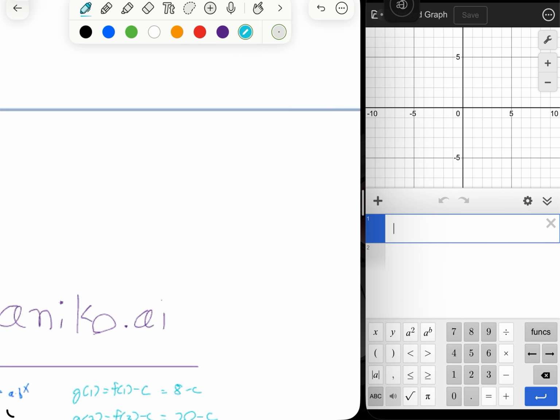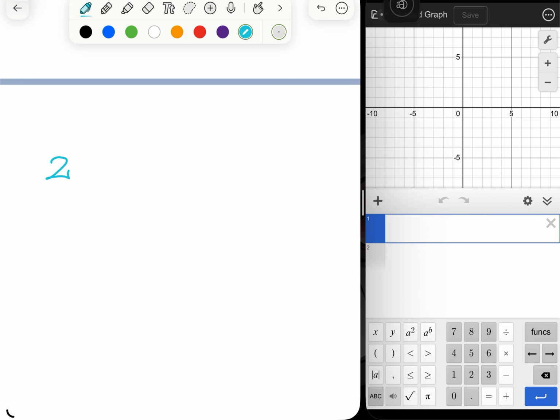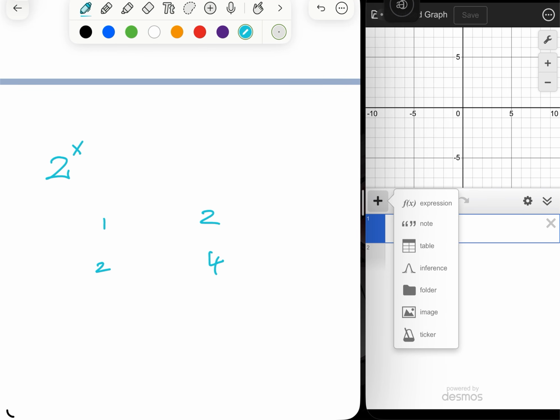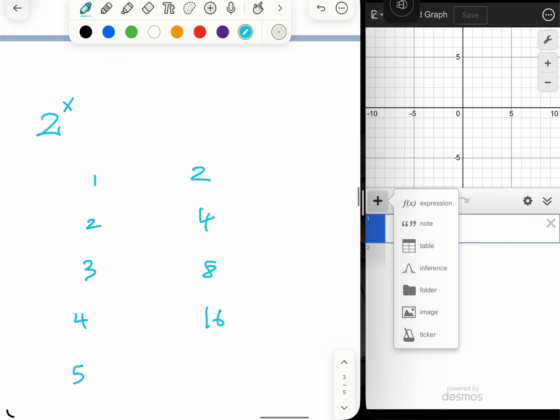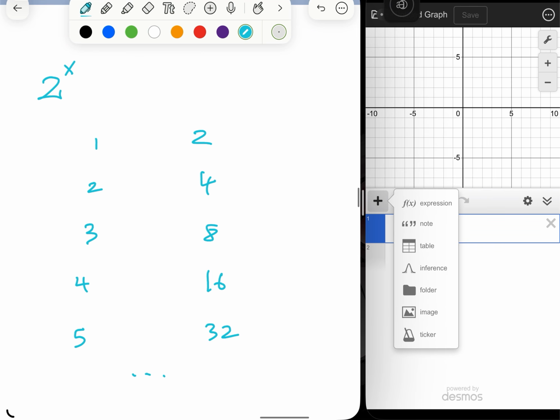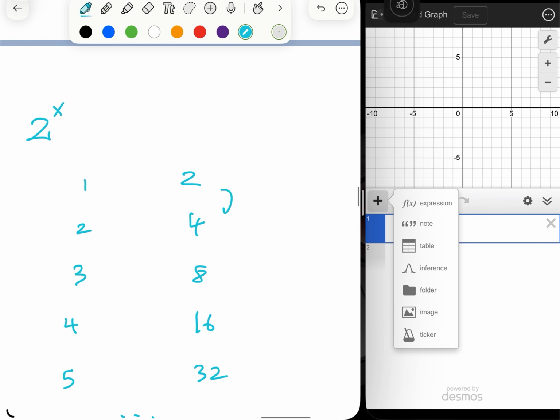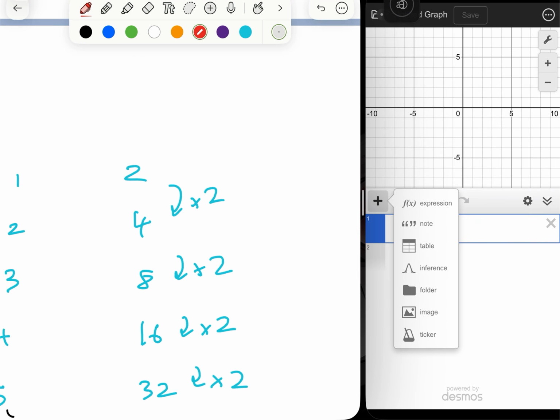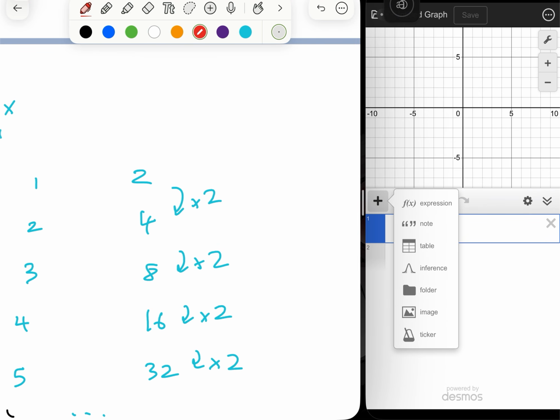Well, let me go off to the side here for a second. Let's say you have an exponential function 2 to the x. If you make a table of values, at x equals 1, it's going to give you 2. 2 gives you 4, 3 gives you 8, 4 gives you 16, and so on and so forth. Why is this important? Well, look at this. You're always multiplying by 2 as you increase your x by 1, which means the ratio between two consecutive numbers is always the same.